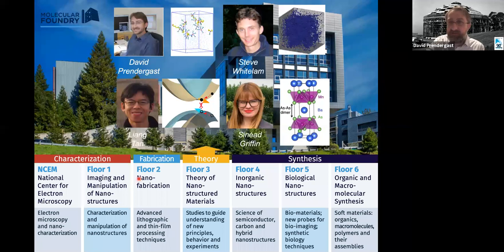In the theory facility currently, we have 4 staff members. There's myself; you'll hear about my research today. Steve Whitelam is my colleague who works on non-equilibrium statistical mechanics and also some machine learning. Liang Tan is an expert in photoexcited systems, systems out of equilibrium, and also 2D materials. And Sinead Griffin is an expert in material science focused on correlated oxides, multiferroics, and even something as exotic as dark matter detection. Maybe you'll get an opportunity to hear from some of those folks in the future as well in this very nice forum.